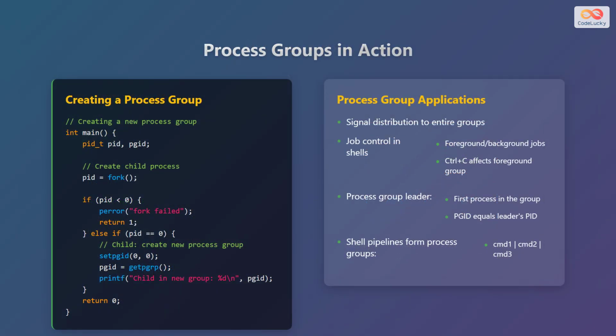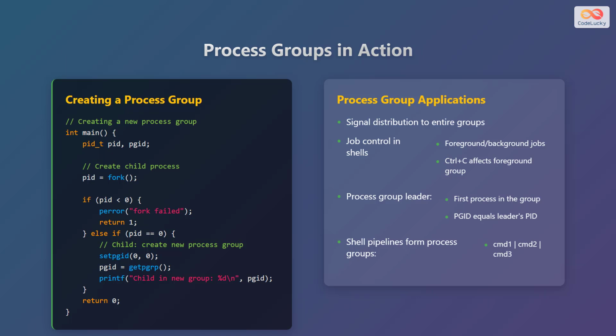Here's an example of creating a new process group. First, the parent process creates a child process using the fork function. Inside the child process, setPGID is called with arguments of 0, which sets the process group identification of the child to its own process identification, effectively creating a new process group with the child as the group leader. The getPGRP function is then called to retrieve the process group identification of the child process, which is printed to the console.